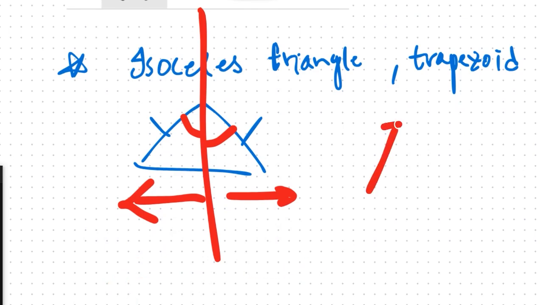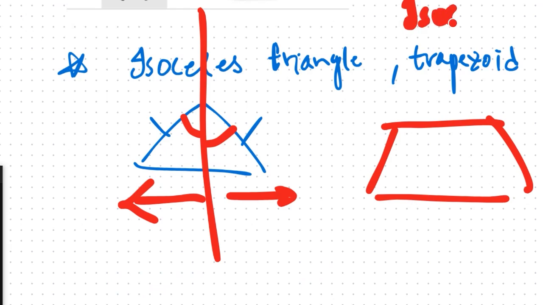Similarly, for the isosceles trapezoid, the non-parallel sides are equal. That is what it means by isosceles trapezoid. If you cut it in half, both sides are the same. These angles are equal. This is 90-90. This side equal, this side equal. These are all equal.